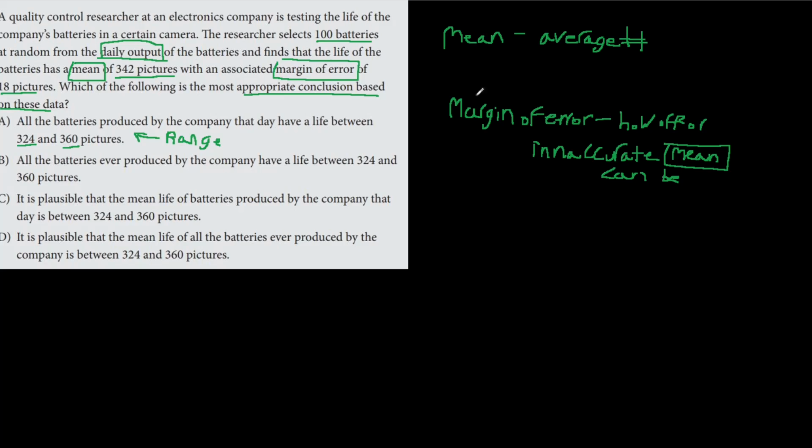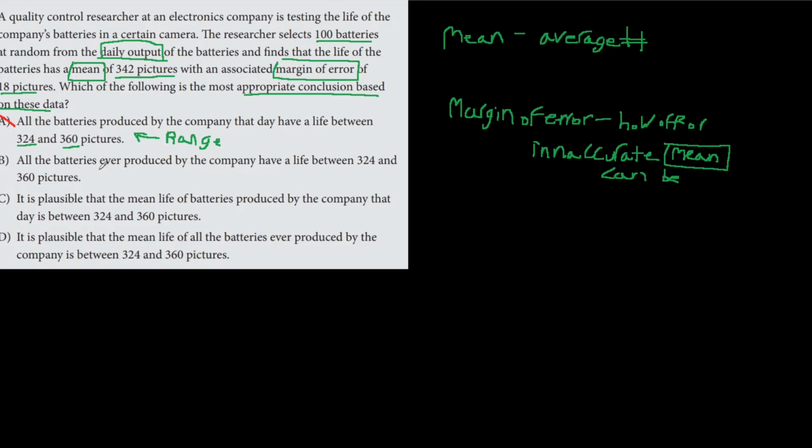The average could be 18 more or 18 less, but every individual battery produced is not going to be within this range. There's something called outliers, right? And there's always going to be outliers. So this is just simply not true. Now let's go on to the next one.